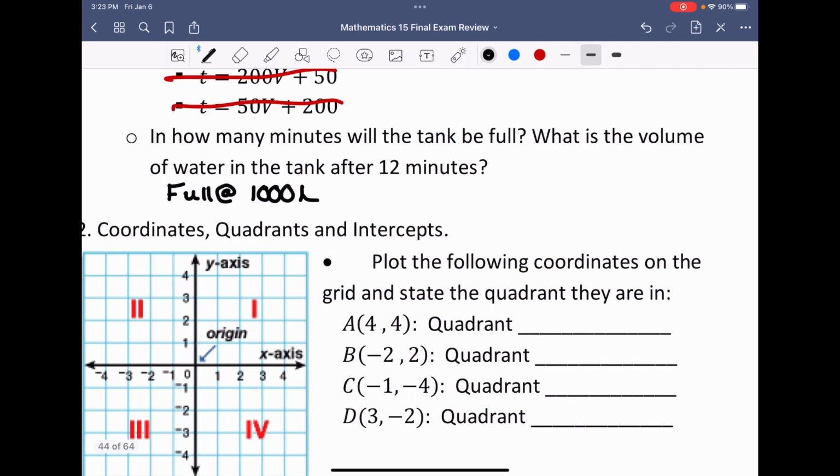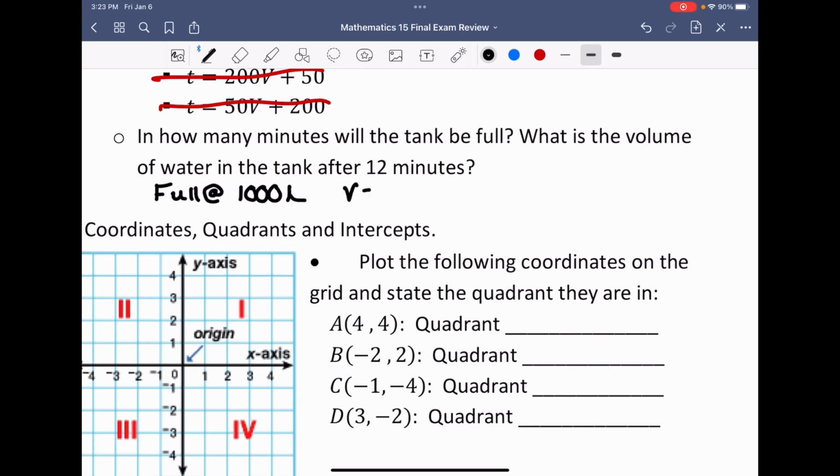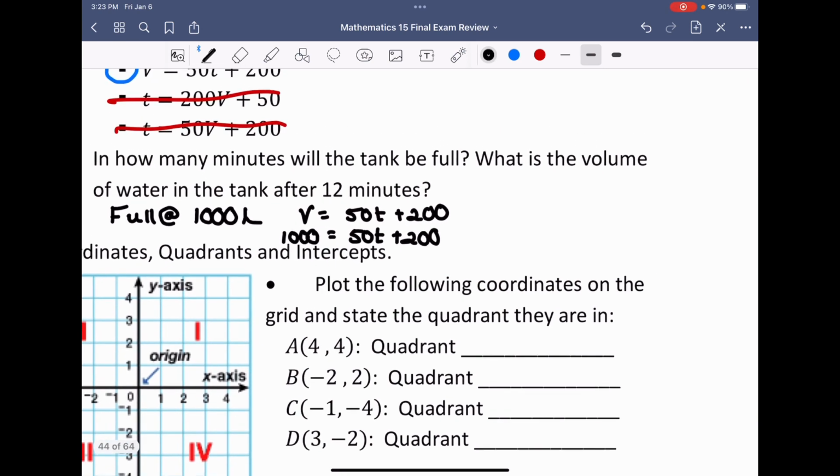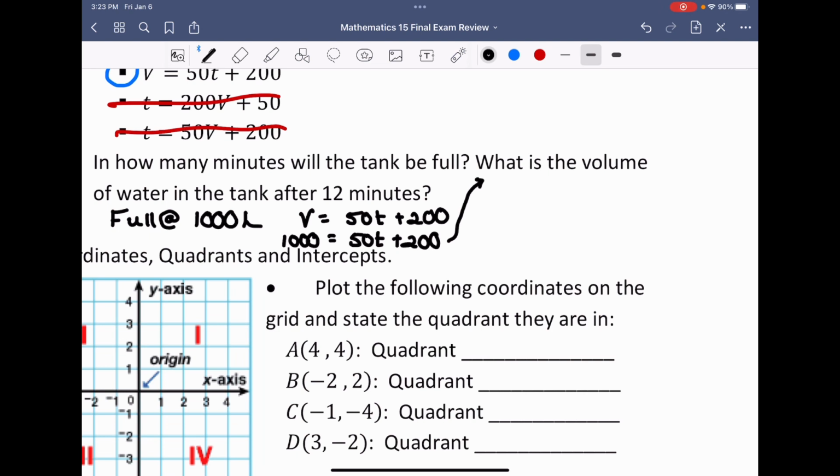So for part A, we're going to say volume equals our slope, which is 50t, plus 200. Our volume is 1,000, which is equal to 50t plus 200. And when we do equation work like we did in our last unit or last review, you'd realize to isolate for t, we're going to have to subtract 200, and 1,000 subtract 200 is 800. And then this is equal to 50t.